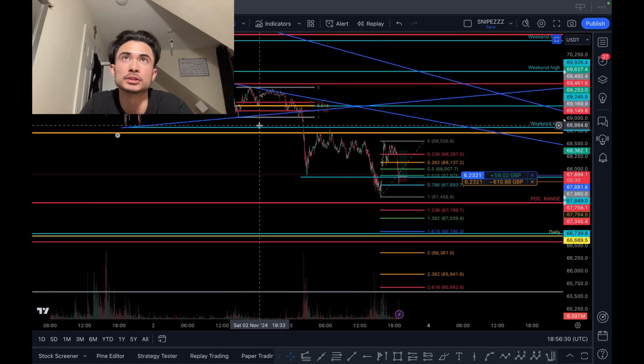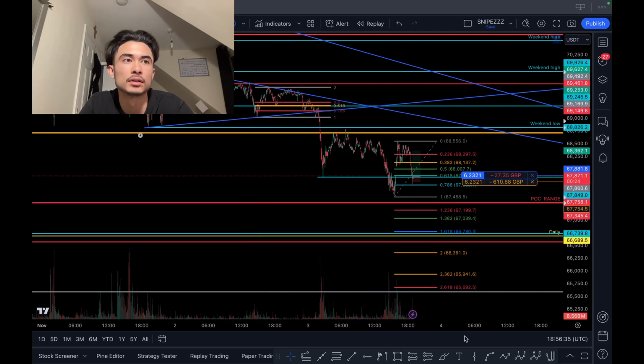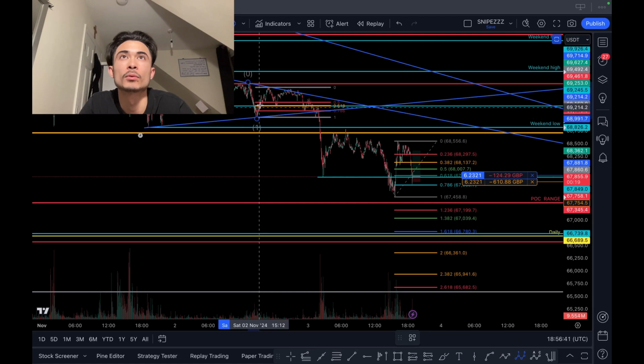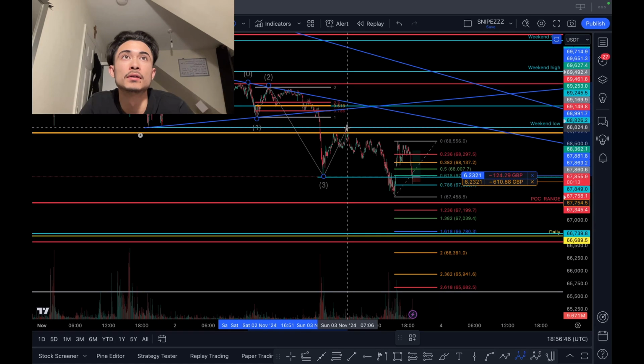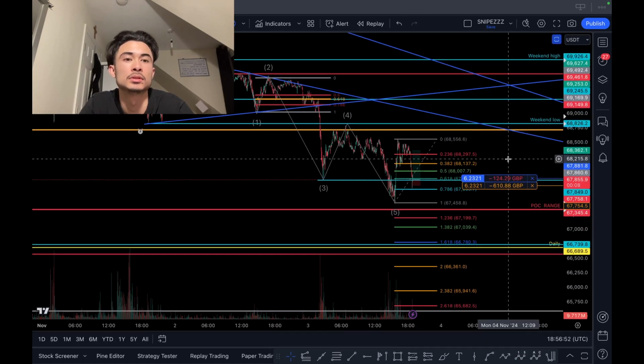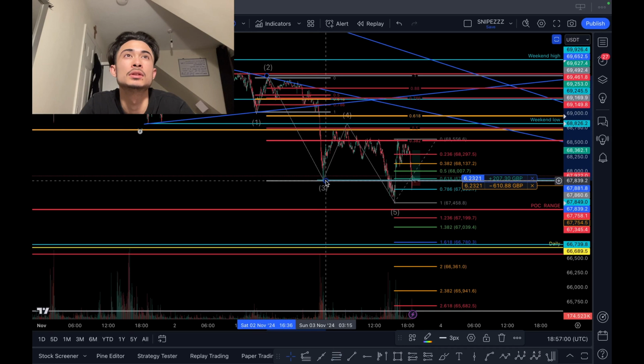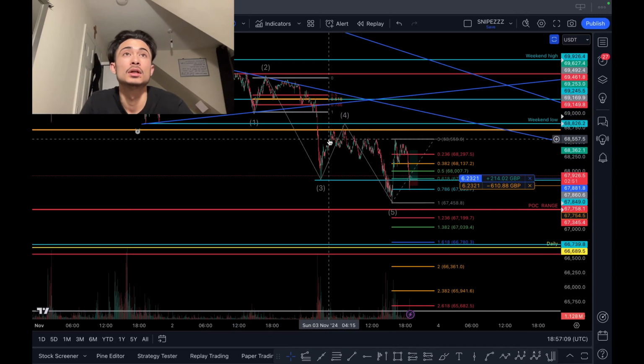Here, this is a wave one. Let's draw it on for you. 1, 2, 3, 4, 5. And just to confirm, get the fib level from the bottom of wave 3 to the top of wave 3. You can see that wave 4 retraced to the 0.5. Lovely.